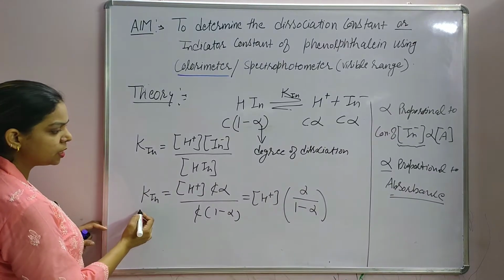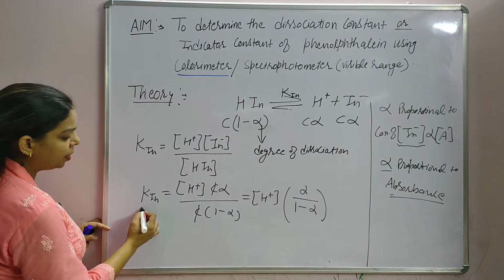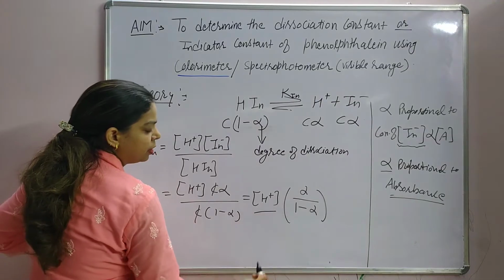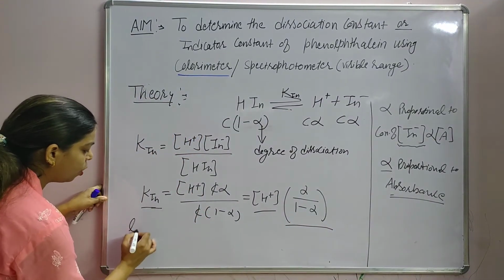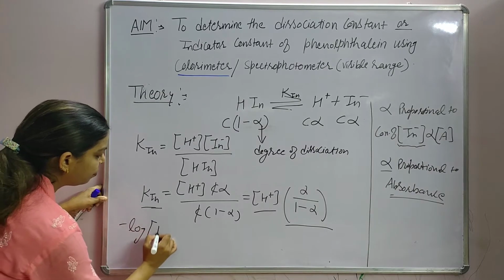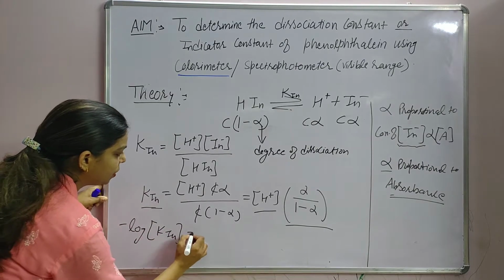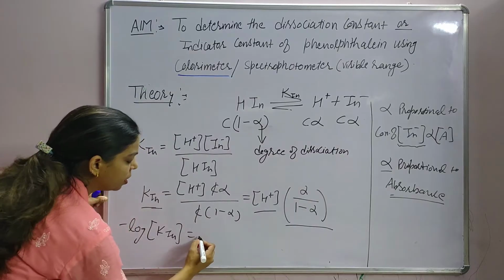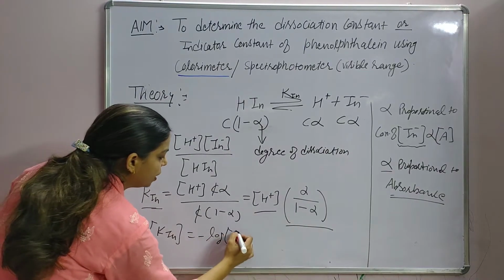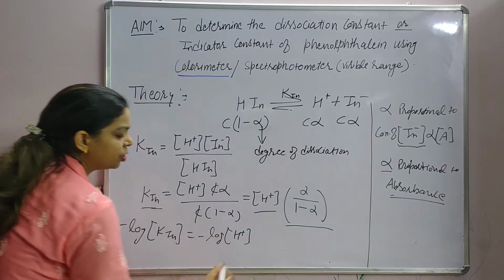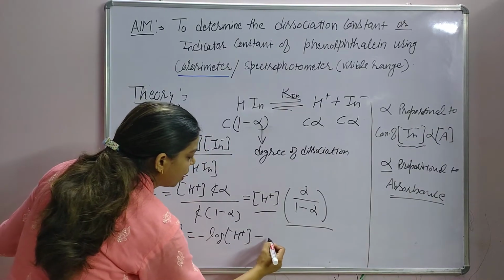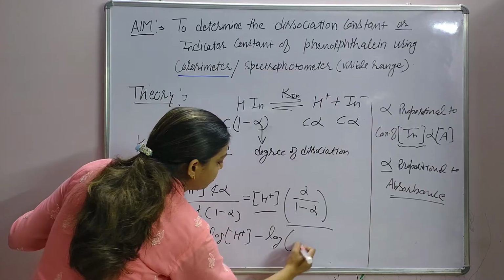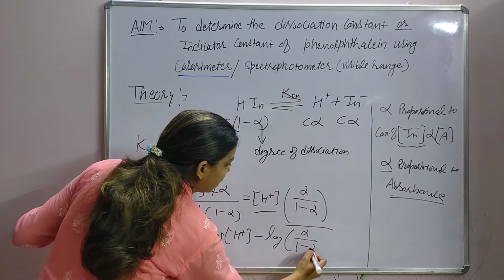So now from this equation I have K_In, the H positive ion concentration, and alpha by 1 minus alpha. I can take the negative log of K_In, which is equal to the negative log of this. So negative log of H positive ion concentration, plus, since we are taking negative log, minus log of alpha by 1 minus alpha.